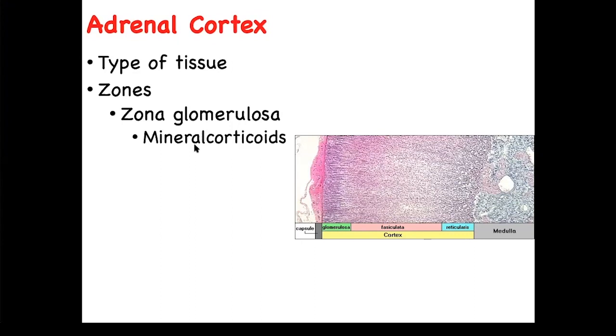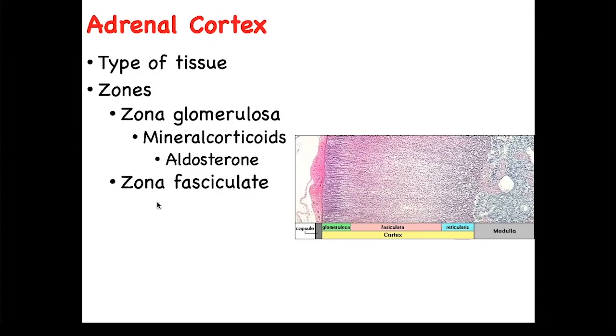The main hormone released from the zona glomerulosa is aldosterone. Remember, aldosterone increases sodium in your plasma and decreases potassium. All of the hormones released by the adrenal cortex are going to be steroids. The next zone, which is actually the largest zone, is going to be the zona fasciculata.